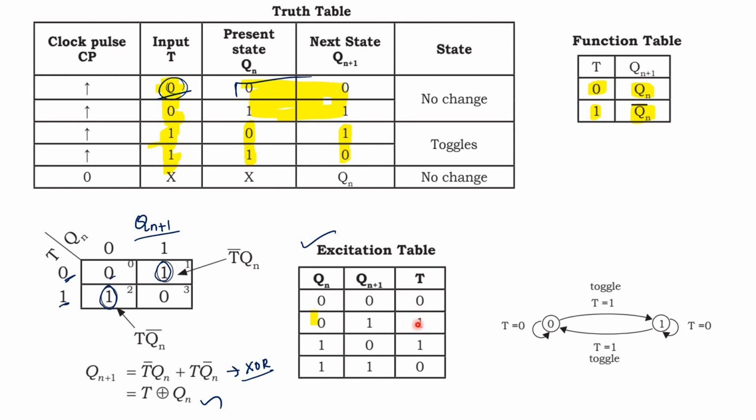And then T is equal to 1, the present state is changed to a next state. Present state 0 is changed to next state 1. Toggle, T is equal to 1. And then the same T is equal to 1, present state 1 is changed to next state 0. At that time also T is equal to 1. So this is the state diagram for the T flip-flop.